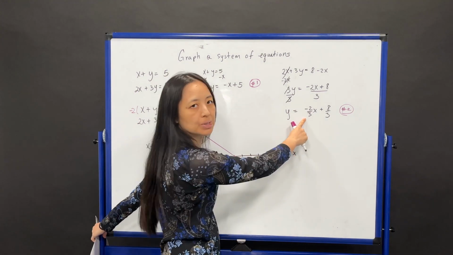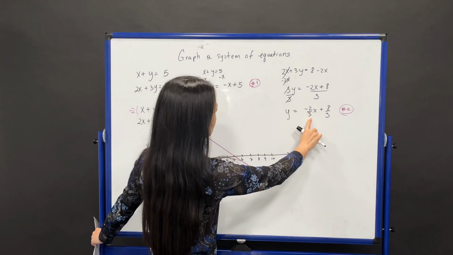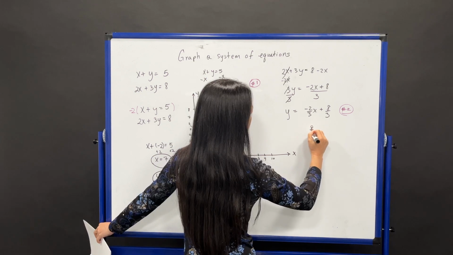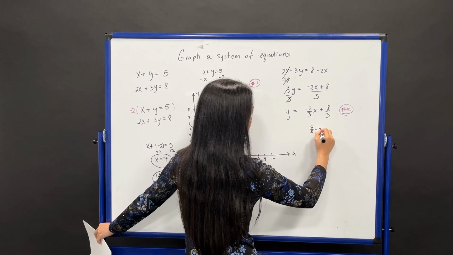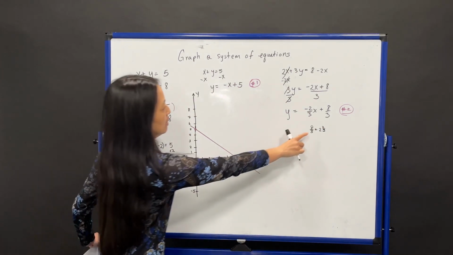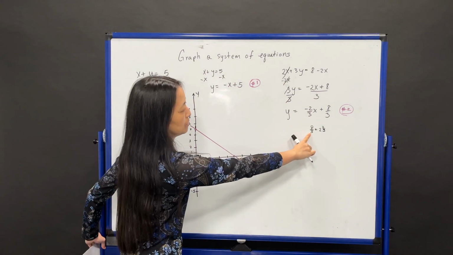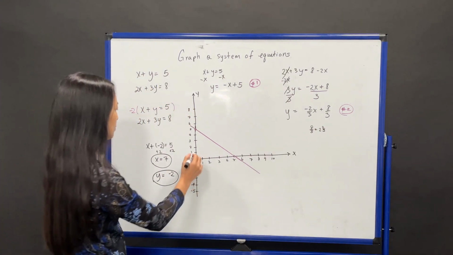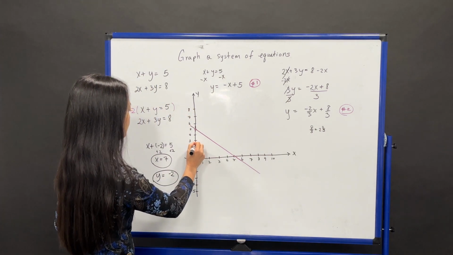Let's move on to equation number 2. When x is equal to 0, y is 8/3. 8 divided by 3 is equal to 2 and 2/3. 3 goes into 8 2 times, and you're left remaining with 2. 2 and 2/3 is about right here.